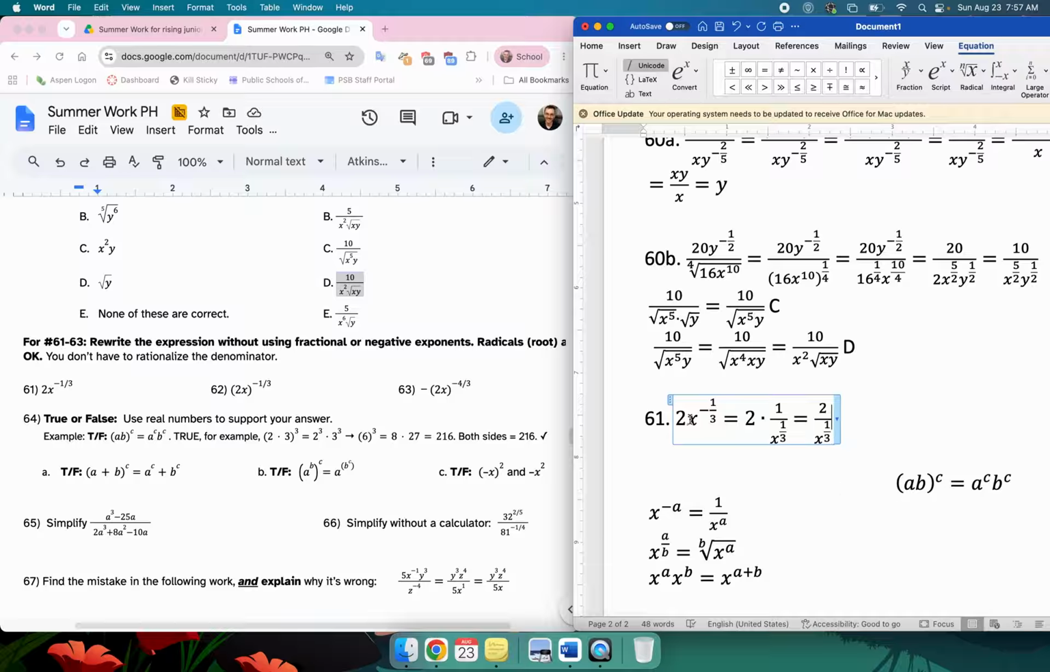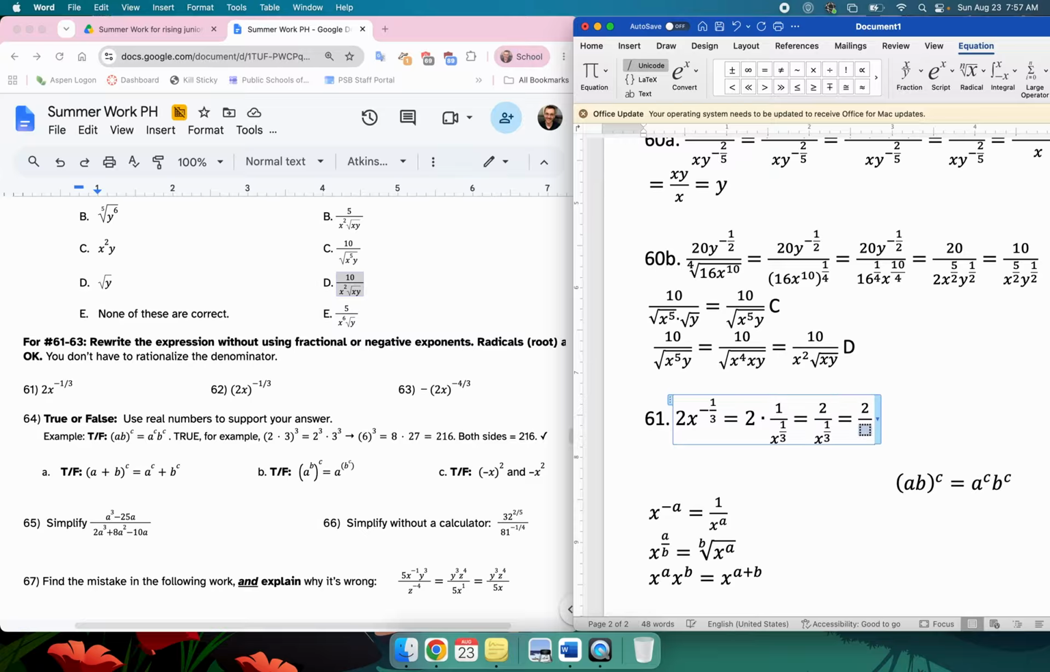Essentially, because this guy has a negative exponent, it's going to go into the bottom of the fraction. There currently isn't a fraction bar at all in this expression, but one is kind of created. And then the x to the 1/3 goes into the bottom.